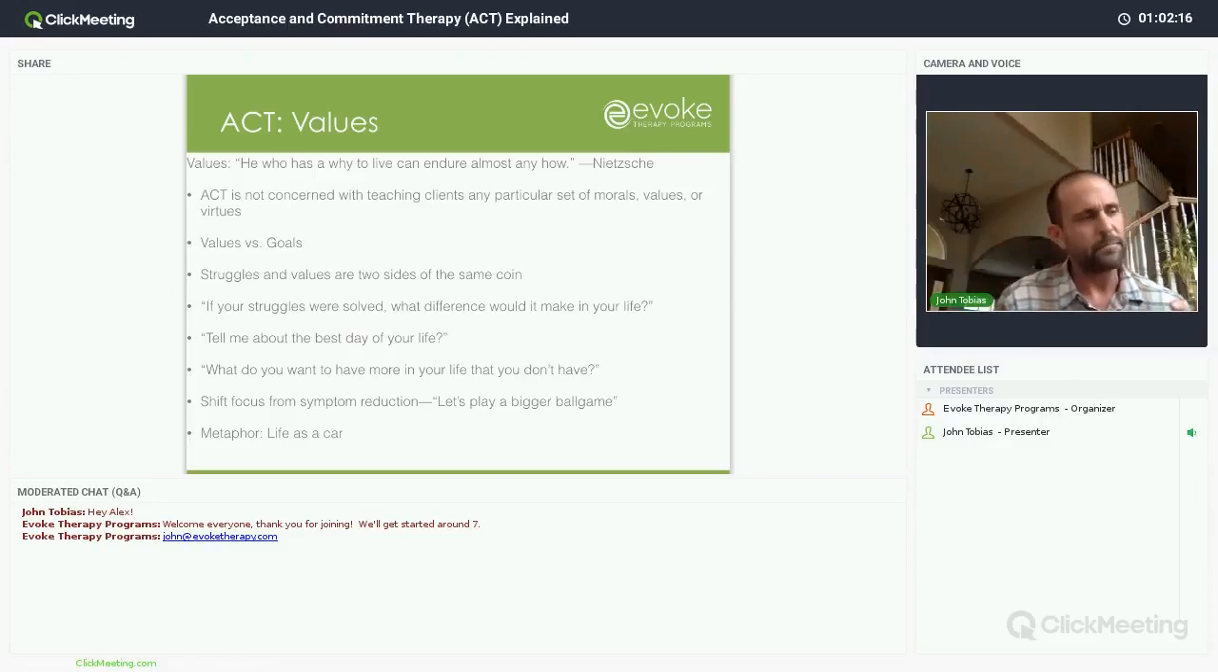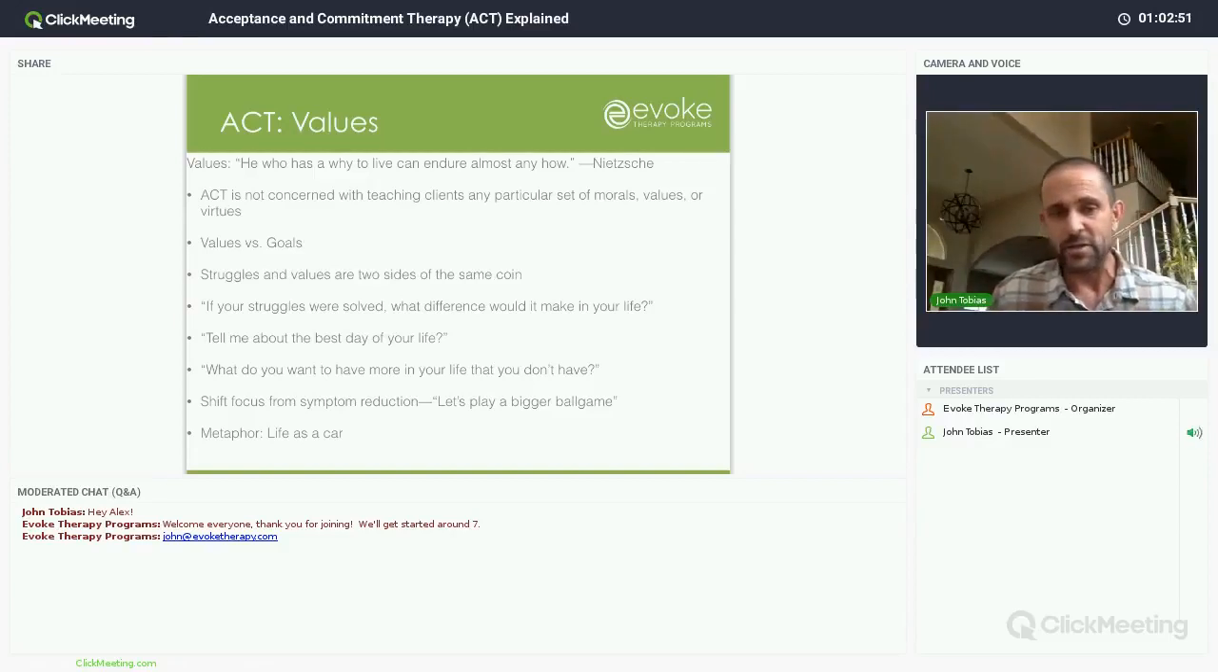So, when I talk about values, I talk about shifting the focus from simply symptom reduction, that is making my bad feelings go away, my difficult internal experiences go away. It's not just a matter of making them go away. One of the reasons is that oftentimes the way we try to make them go away backfires, and we just end up breathing life into them.